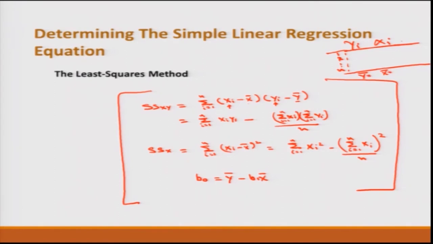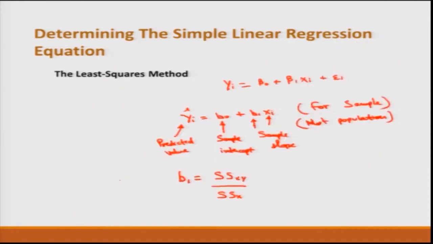Then we can get these relations in the table: xi minus x bar, yi minus y bar, and we can calculate SSXY and SSX, the sum of squares for xy and the sum of squares for x. So what are these? This is the total sum of squares and the explained sum of squares. So we can find the value of B1 from here, that is the slope.